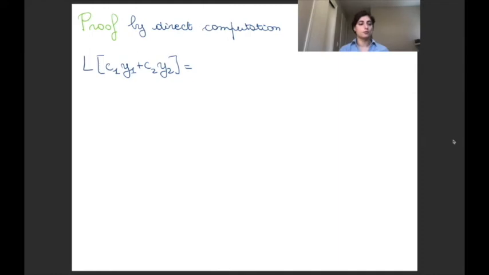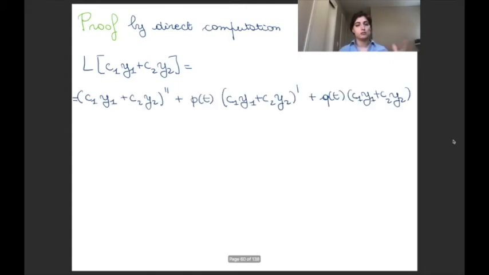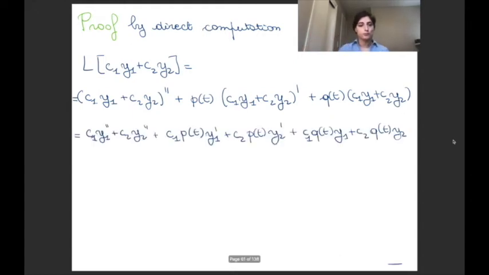And it follows, we can prove it by just direct computation. So we are taking the differential operator of C1y1 plus C2y2. Then we have this long thing: the second derivative of C1y1 plus C2y2, plus p(t) times the first derivative of C1y1 plus C2y2, plus q(t) times C1y1 plus C2y2. We compute all the derivatives because of linearity of the derivative with respect to the sum.